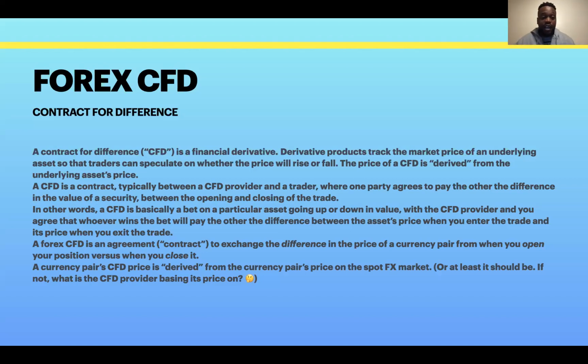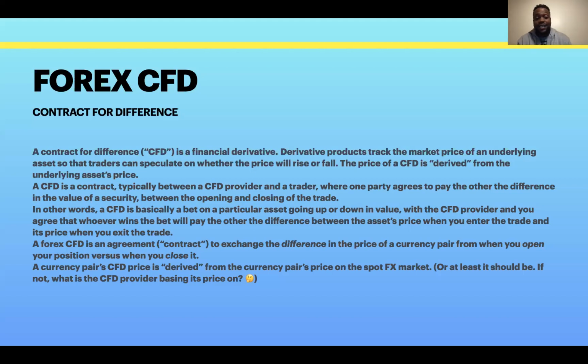They're very different, actually. A CFD is a contract typically between a CFD provider and a trader, where one party agrees to pay the other the difference in the value of a security between the opening and closing of the trade. In other words, a CFD is basically a bet with the CFD provider on an asset going up or down in value, and whoever wins the bet pays the other the difference between the asset's price when you enter the trade and its price when you exit.